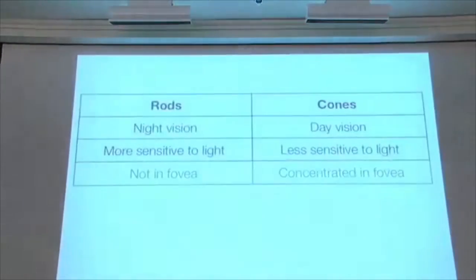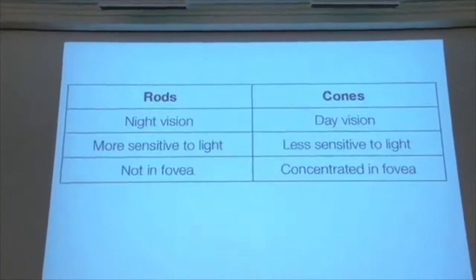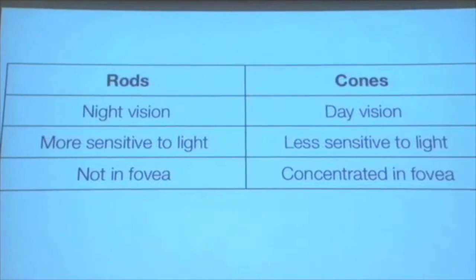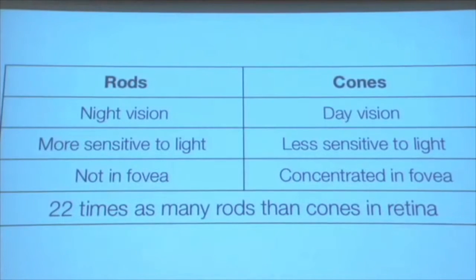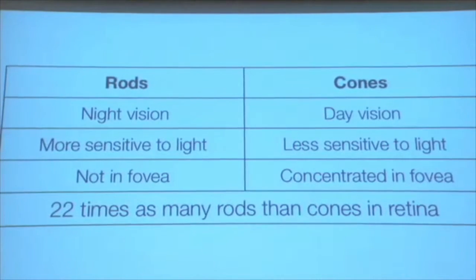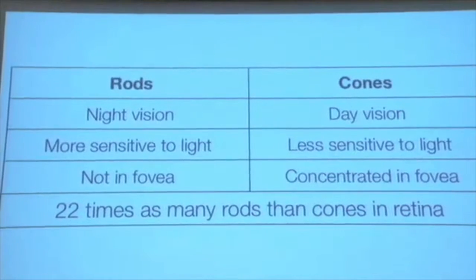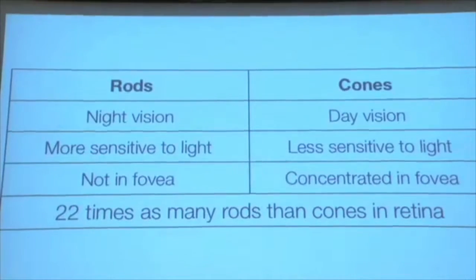This means that rods are more sensitive to light, whereas cones are less sensitive to light. The rods, like I said, are not in the fovea, whereas the cones are concentrated in the fovea, and this is what gives us a lot of the results in the things that I was just talking about. However, within the retina, the part of your eye at the back that's responsible for sight, we do have many more rods than we do cones. So this is actually pretty important to us.